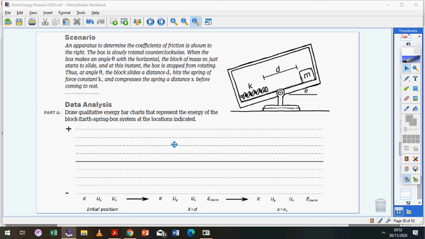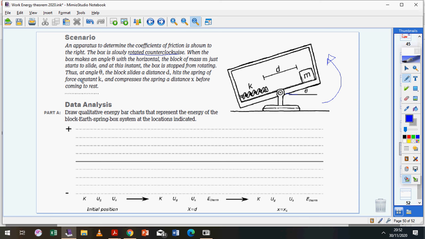So I tell you that this apparatus is designed to determine the coefficients of friction, and it's shown to the right. The box is slowly rotated counterclockwise, so it's slowly rotated in this direction. When the box makes an angle theta with the horizontal, the block of mass m just starts to slide, and at that instant the box is stopped from rotating.